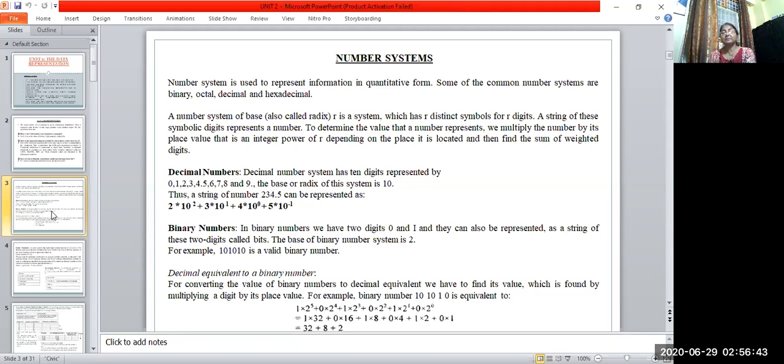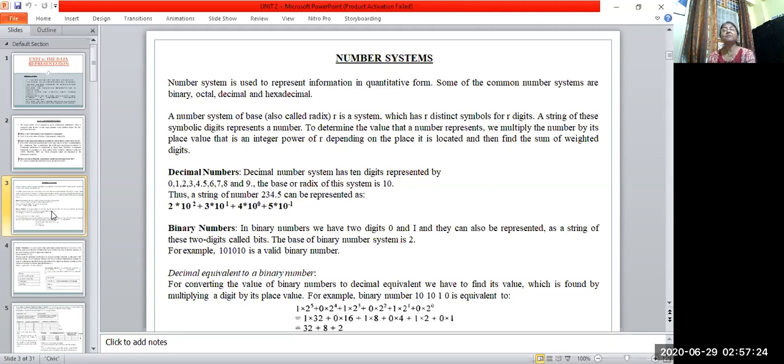In this representation, I have taken an example of a number, a string of digits, 234.5. Normally, how will we read this number, 234.5? By default, we have considered this number as a decimal number, and I have read it as 234.5. How is this number equal to 234.5? How can we prove that this number is equal to 234.5?